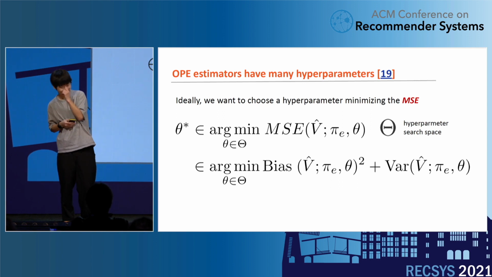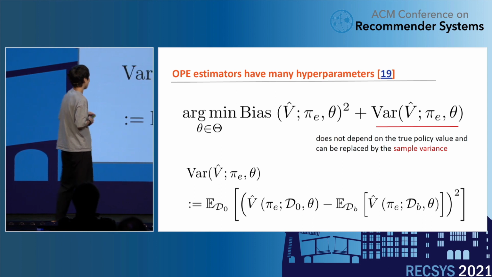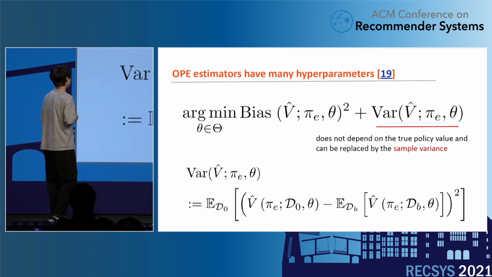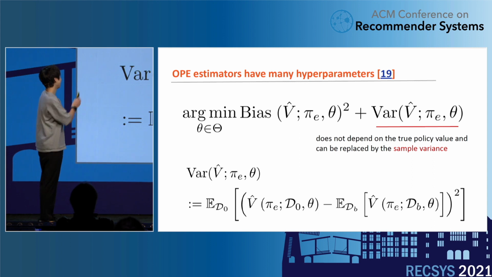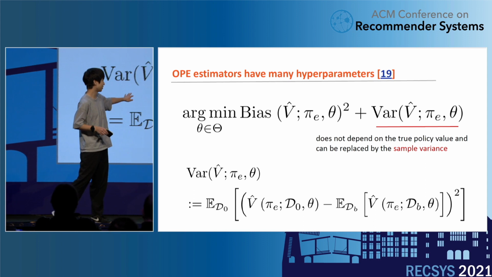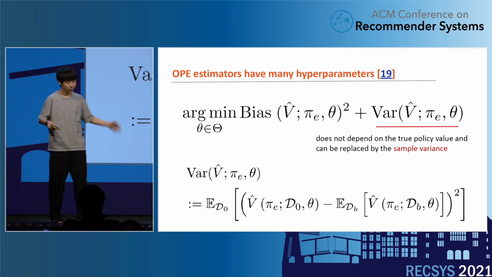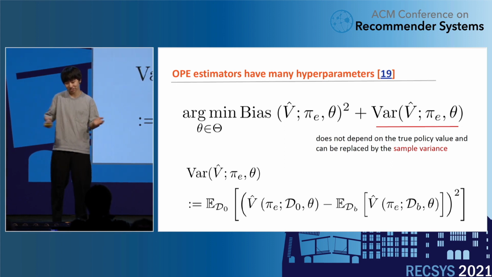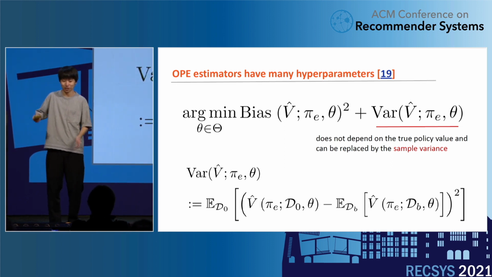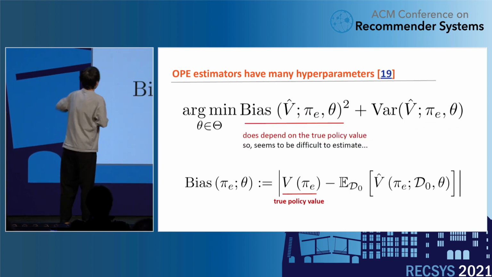And actually, the variance is much easier to estimate compared to the bias estimation. Because again, from introductory statistics, the variance does not depend on the true policy value. The variance is just the expected squared distance between the policy estimate itself and the expected value of the policy estimate, meaning that we don't have to know the true policy value when estimating the variance. We just have to take the sample variance, or the empirical variance, to estimate the second term. But the problem is the first term.